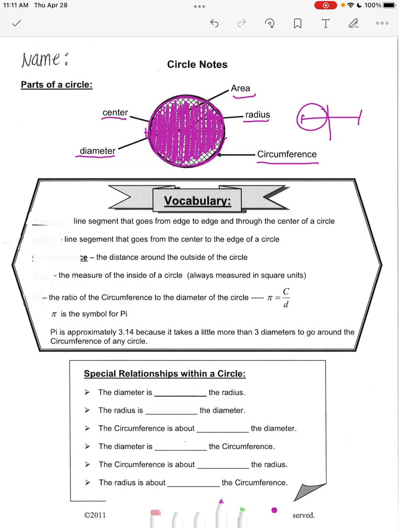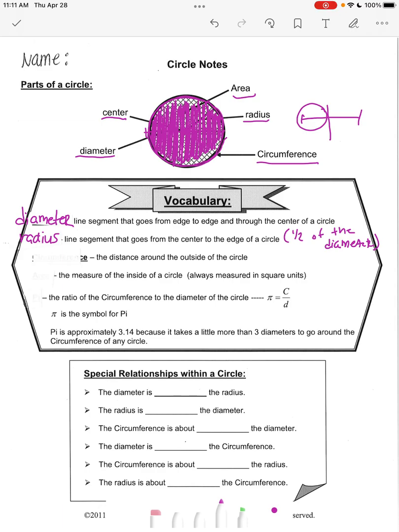So some vocab. The line segment that goes from edge to edge through the center of a circle. So I already told you that is your diameter. Okay, you will need your diameter to figure out the rest of this lesson. The line segment that goes from the center to the edge of the circle. This is also half of the diameter. Okay, that's called your radius.